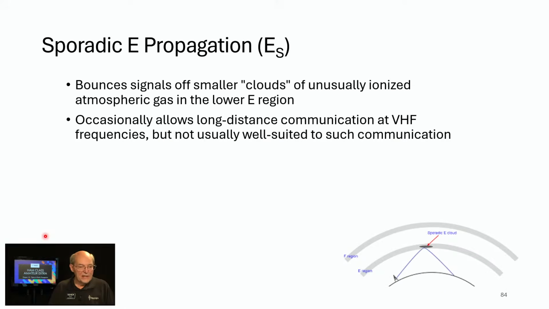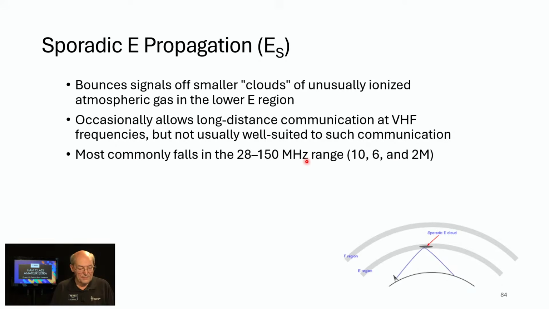We mentioned sporadic E earlier. It's still relatively unknown what causes this, but it's clouds of electrons that form in the E layer. It bounces signals off smaller clouds of unusually ionized atmospheric gas in the lower E region. Occasionally allows long-distance communication. And if you think of 6 meters as being the place that you can normally see this, it most commonly falls in the 28 to 150 megahertz range. And you can go fairly long distances.